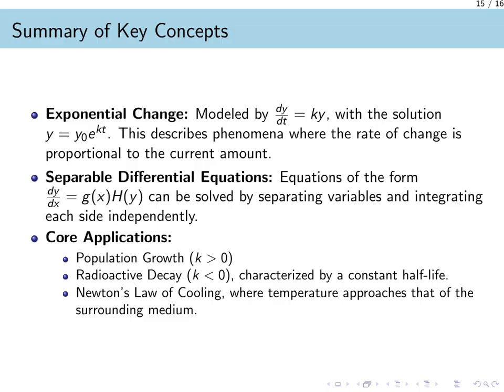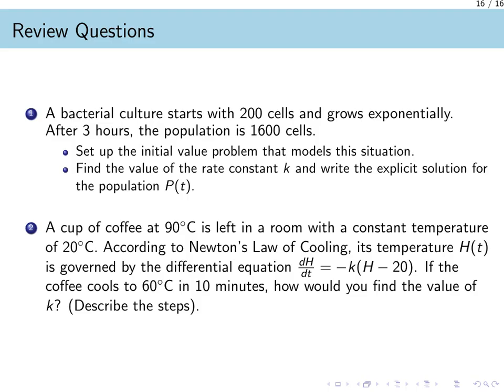This type of equation is a classic example of a separable differential equation, which we solve by separating the variables onto different sides of the equation and then integrating each side independently. This simple model has powerful applications, describing exponential growth in populations when the rate constant k is positive, and the exponential decay of radioactive materials when k is negative. The key takeaway is that this simple rule about proportional change gives rise to the ubiquitous exponential function that describes so many natural processes. Let us check our understanding of how to set up these exponential change problems.